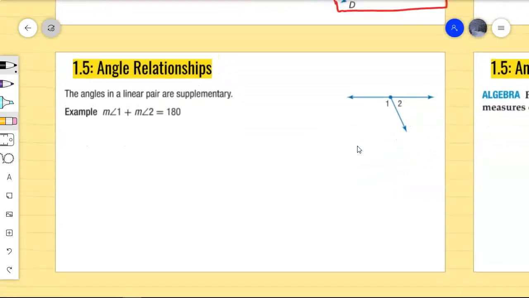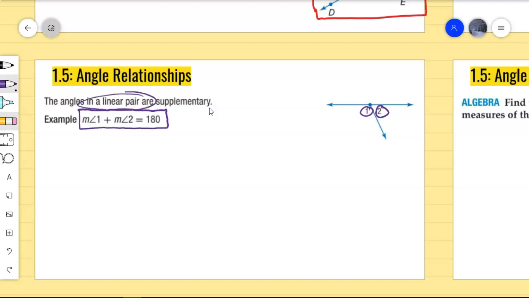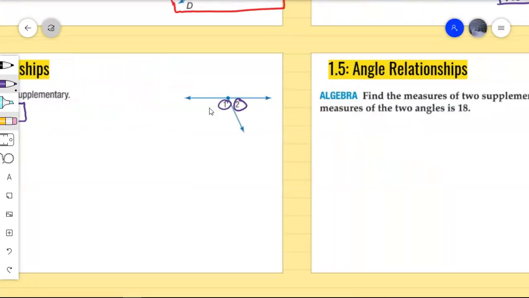Now we are going to take a look at an example or two. Notice in the example over here, you've got angle 1 and angle 2. We're telling you that the angles in a linear pair are supplementary. So this is kind of an example, kind of not. The measure of angle 1 plus the measure of angle 2 are automatically going to give you 180 degrees, because they are in a linear pair. That's it. That was barely an example, not much to write there.